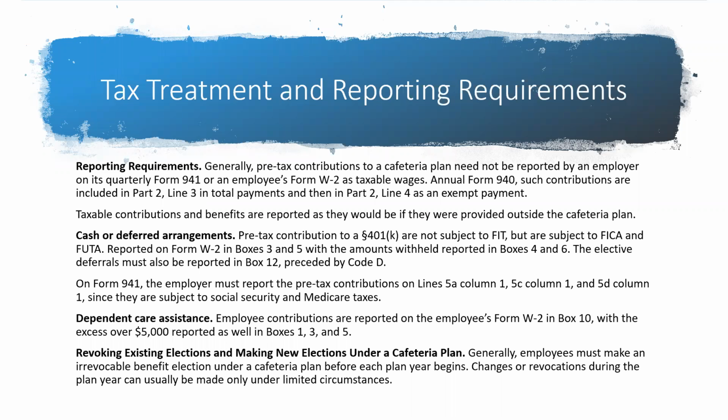Dependent care assistance: when an employee contributes to a dependent care assistance flexible spending account through either pre-tax or flex credits, the employer must report the amounts on the employee's W-2 box 10, with any excess over $5,000 also reported in boxes 1, 3, and 5.